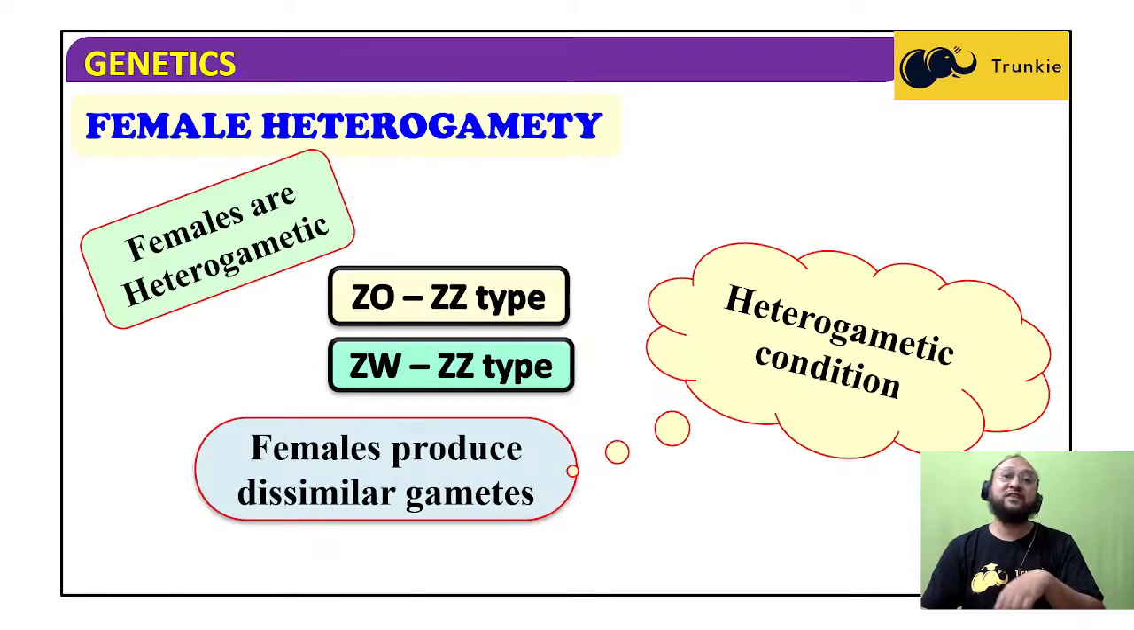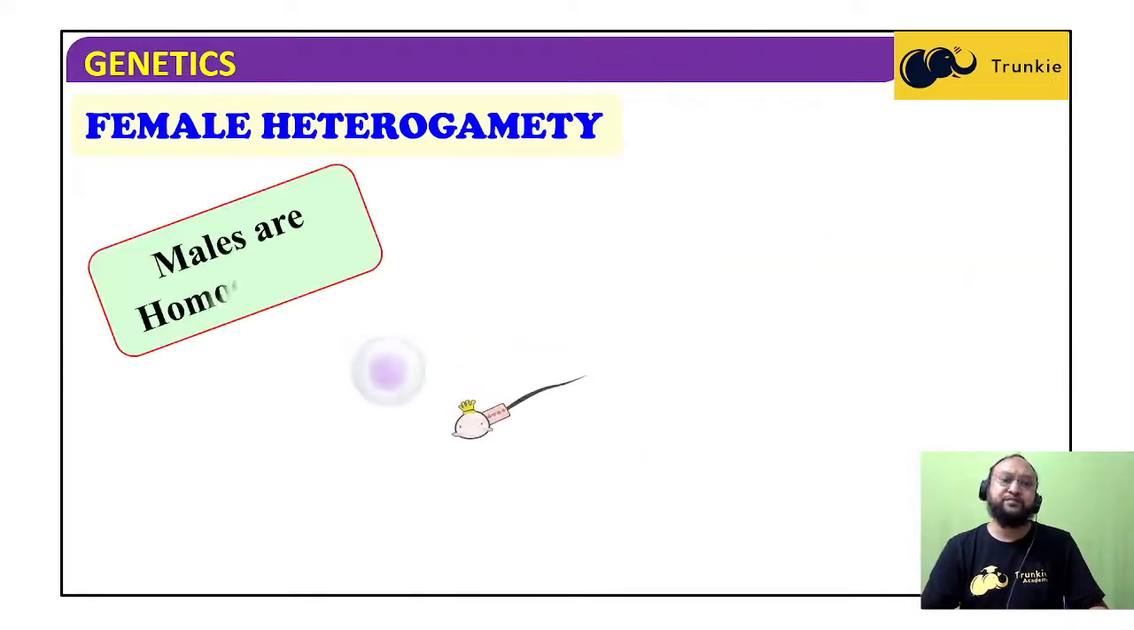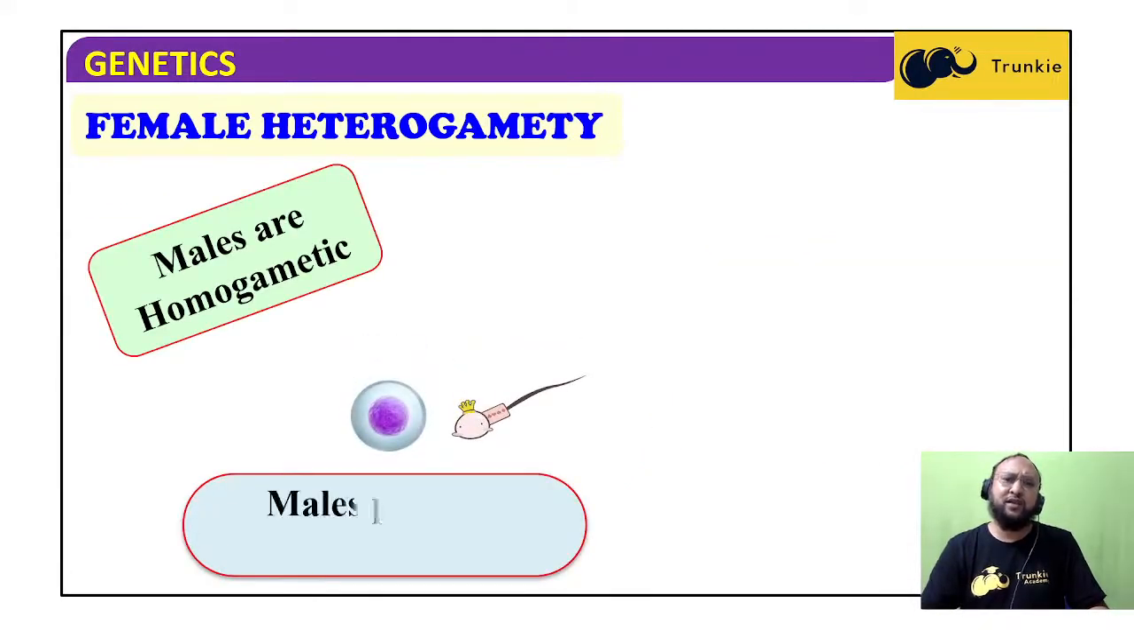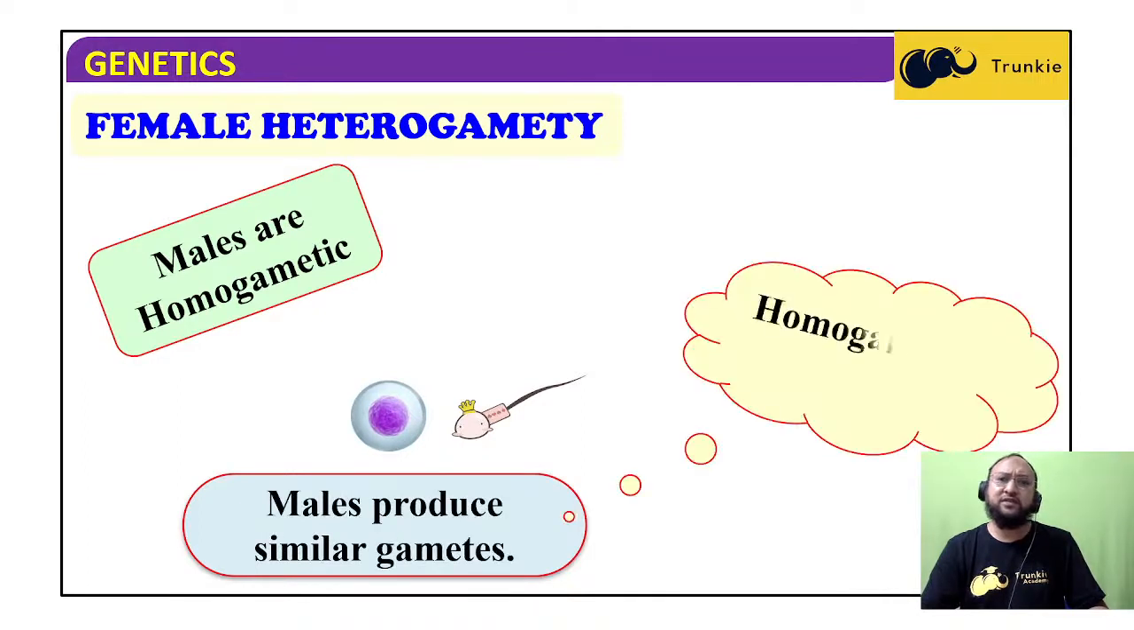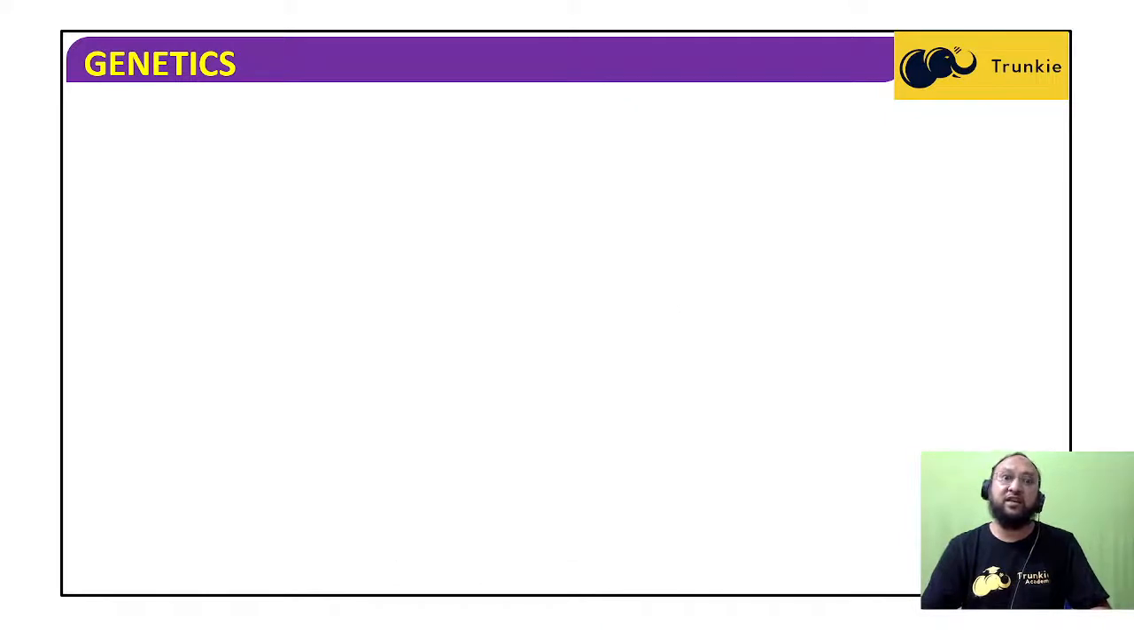And there is another example, the ZW and ZZ. So ZW is the female heterogametic condition, and ZZ is the male homogametic condition. Here males are homogametic and will produce similar gametes. We'll see examples of the organisms also.